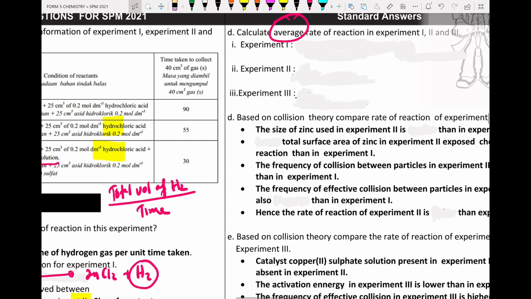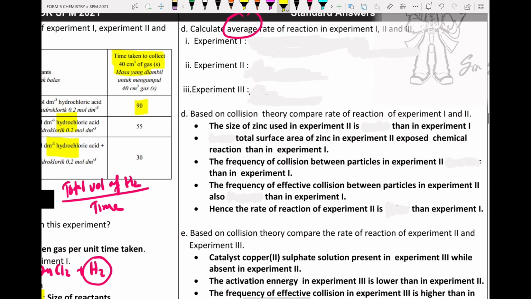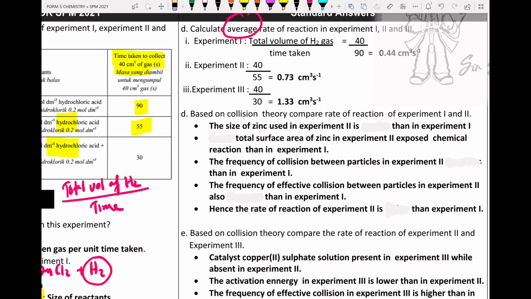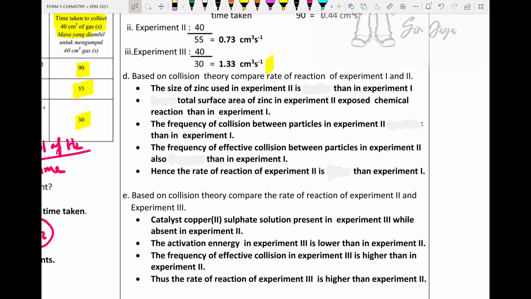Where is the total volume of hydrogen gas? If we check here, the time taken to collect 40 cm^3 of hydrogen gas, the time taken for experiment 1 is 90 seconds. So we find the answer like this. Experiment 2, 40 divided by 55, the time is 55. Experiment 3, 40 divided by 30, 30 is here. Alright, so next we move on to the next question.